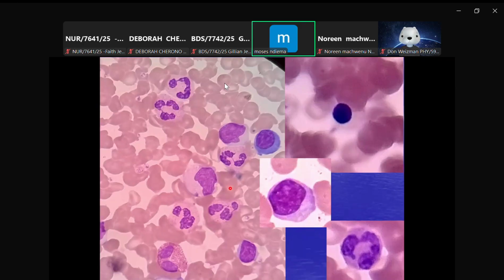In one of the lobes, you see a club-shaped structure. This club-shaped structure, which is an extension of the nuclear lobe, is part of the sex chromatin. Sex chromatin is what we are calling the Barr body.